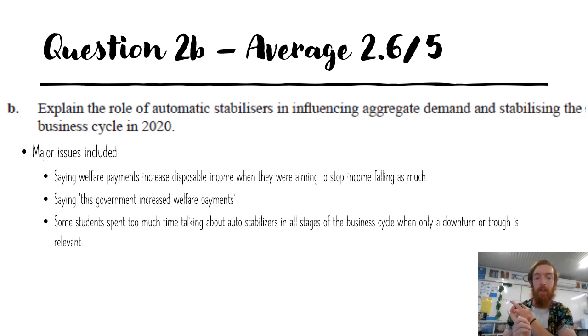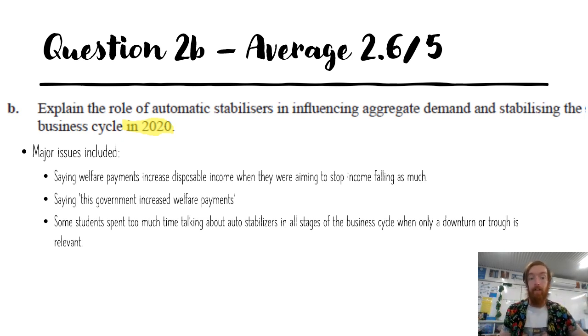And some students also spent too much time talking about automatic stabilizers in all stages of the business cycle when only a downturn or trough is relevant. Because the question asked about 2020, you have to make sure that your answer relates back to the current events that are occurring. So the important part is talking about what automatic stabilizers are, saying where we would be in the business cycle, which in 2020 was in a downturn or a trough, and saying how automatic stabilizers then impact them there.